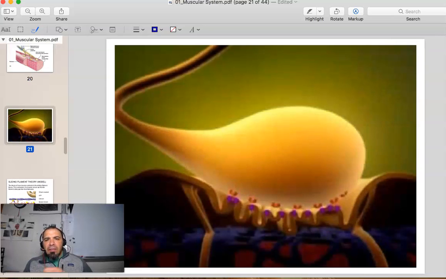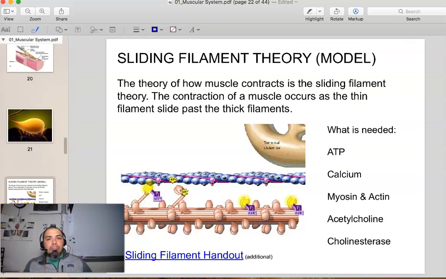The sliding filament theory is where I'm going to stop, because you're going to watch a video. The sliding filament theory is this idea of how muscle contracts. The contraction of muscle occurs as the thin filaments slide past the thick. What is needed for this to occur is ATP, calcium, myosin, actin, acetylcholine, and cholinesterase.